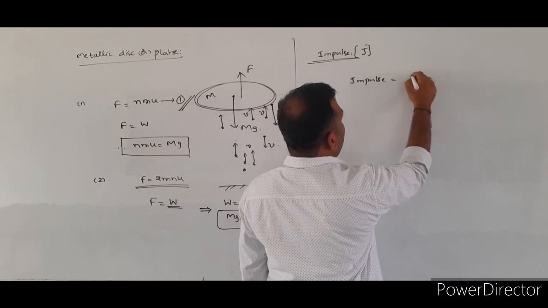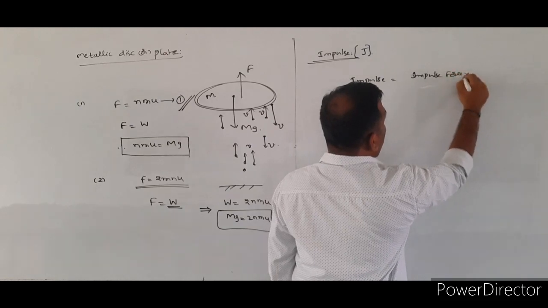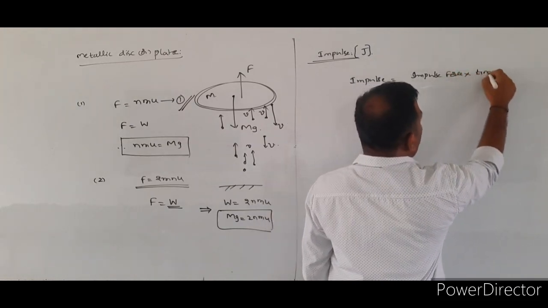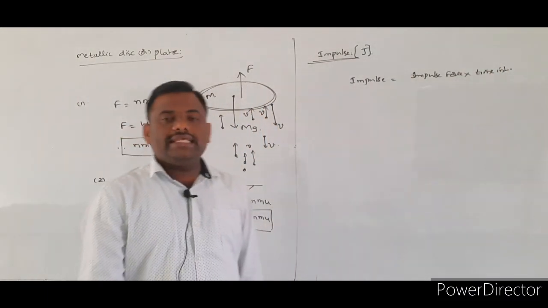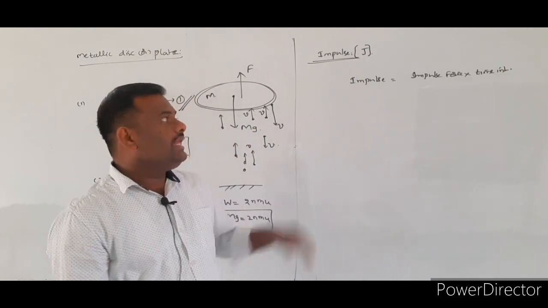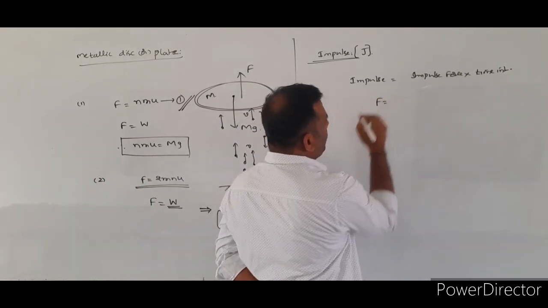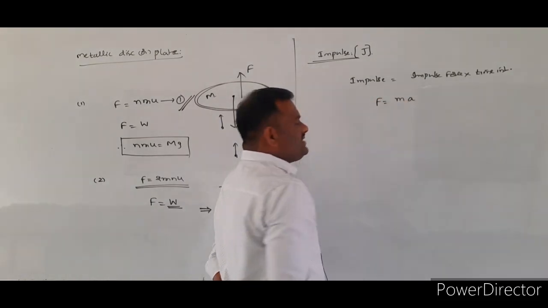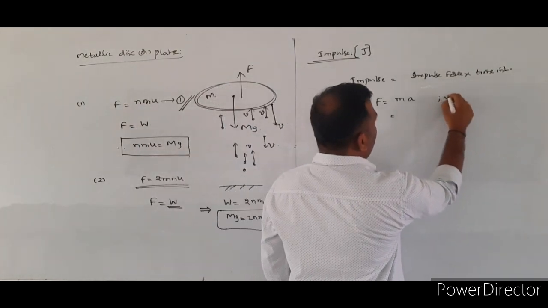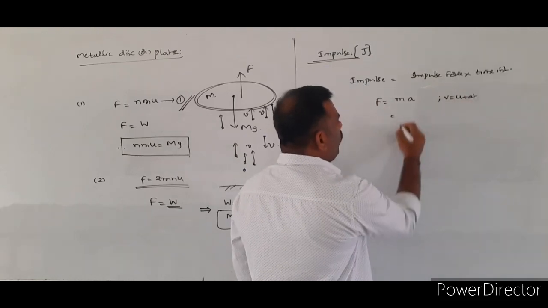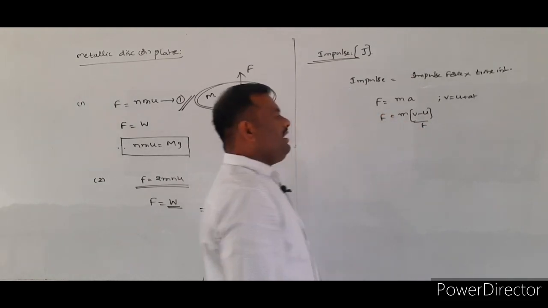Impulse is defined as the product of the impulsive force, that is a large force, and the time interval. According to Newton's second law, F is equal to ma. So acceleration, from the formula v is equal to u plus at, which you know, we write as (v minus u) by t.